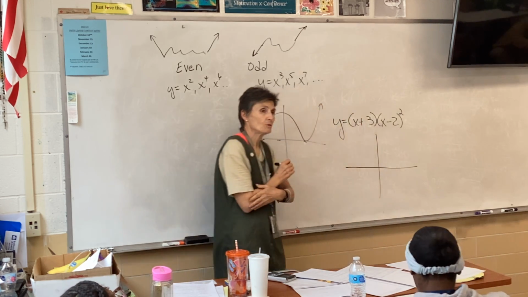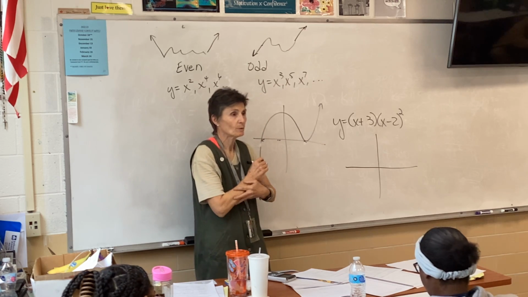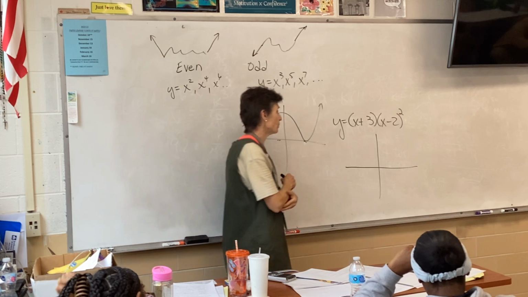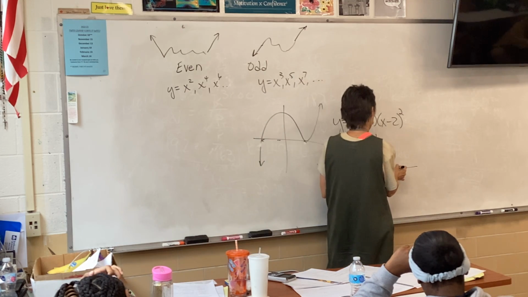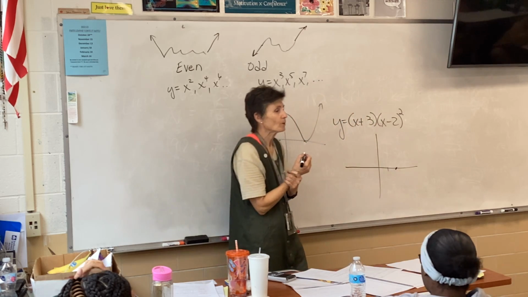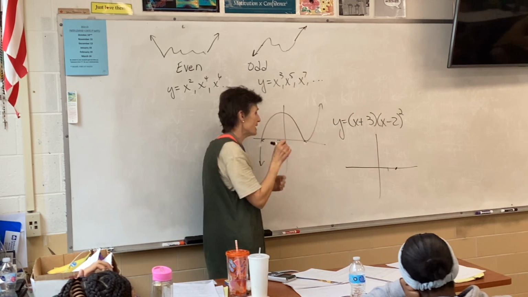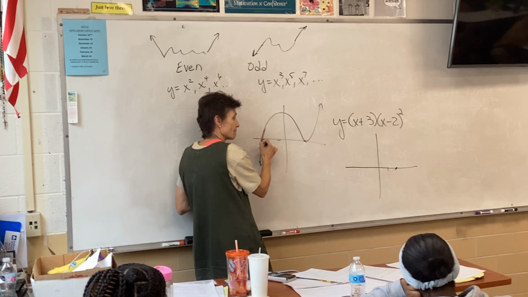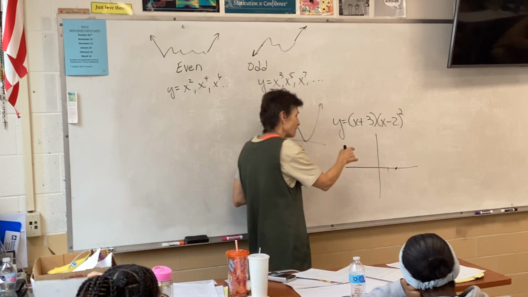Now it's still a cube. Does it start down and end up like you would expect? But it only crosses the x-axis one place, right? And what's different about the way it crosses? It didn't cross the same way this crossed. What's different about that one?